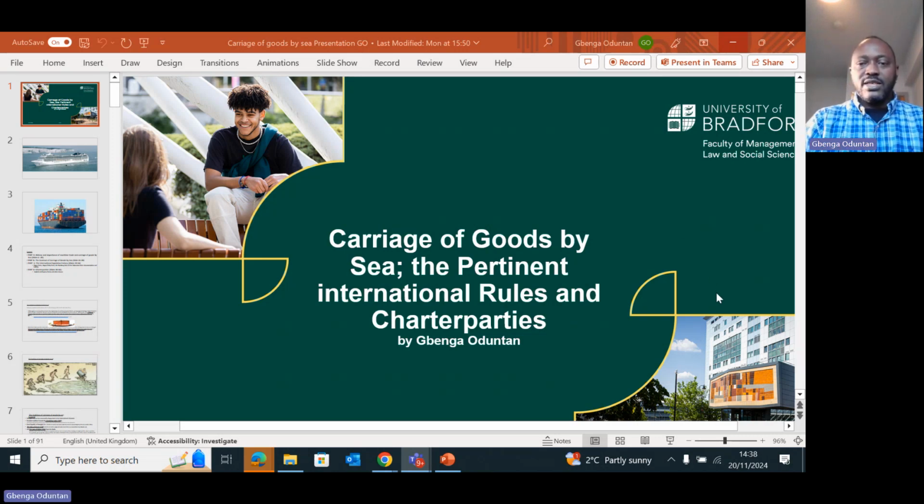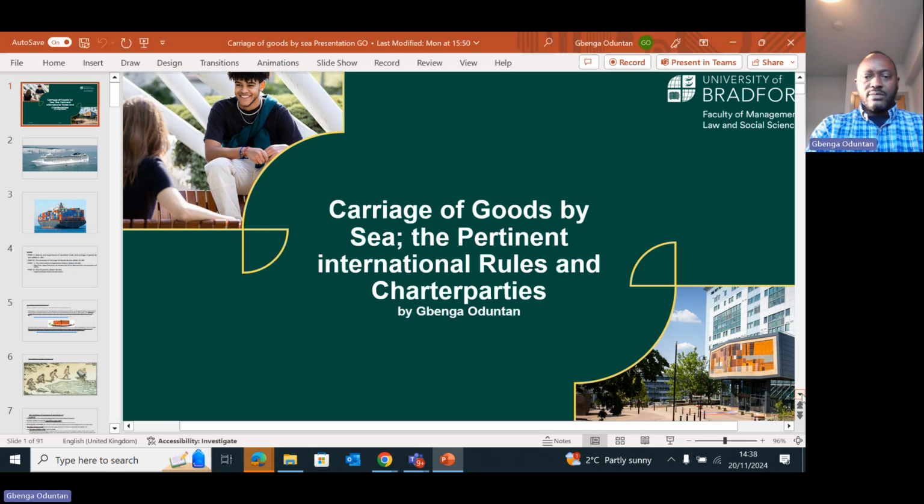Today we are looking at the very important and interesting topic of carriage of goods by sea. We will be breaking it up into the pertinent rules, the charter parties, the history and practice of carriage of goods by sea.